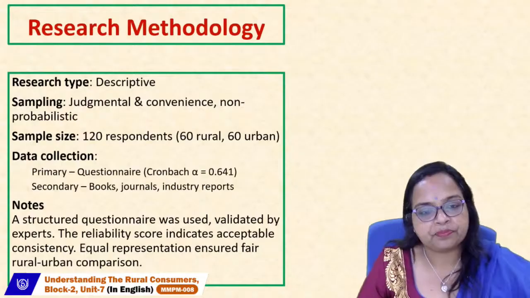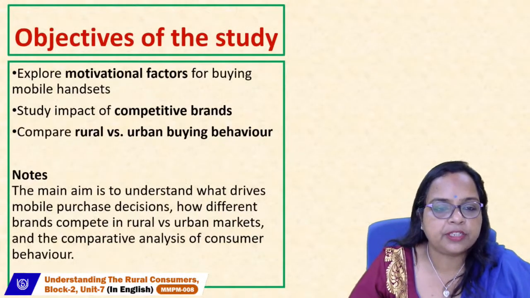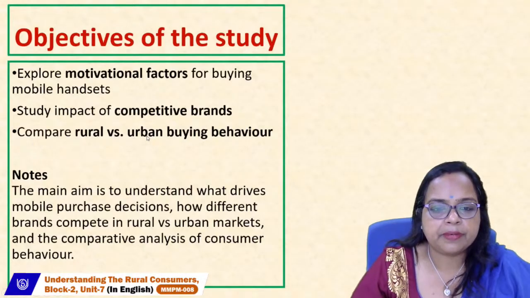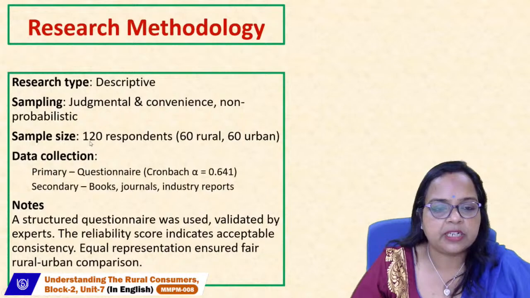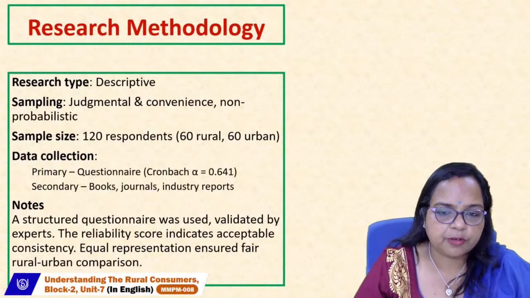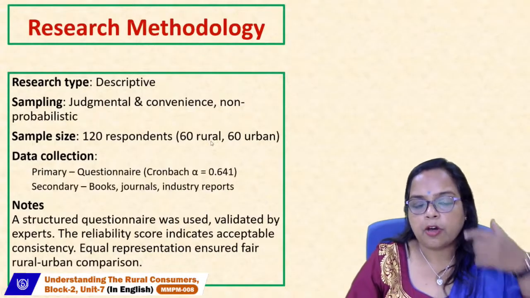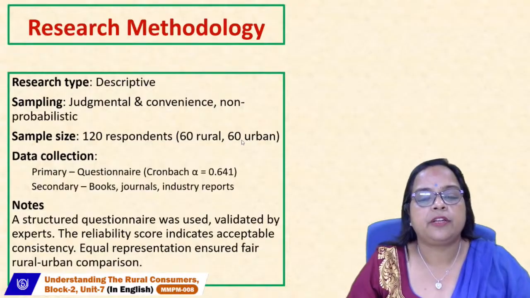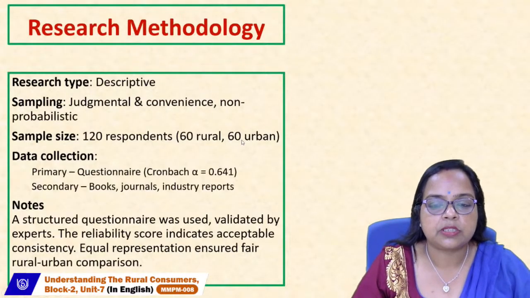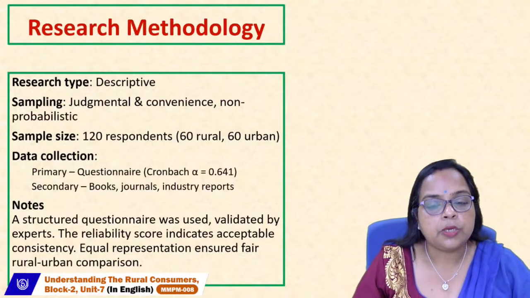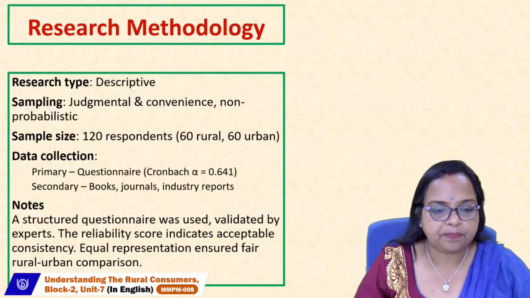This is clear because the third objective is to compare rural versus urban buying behavior. Keeping this in mind, you are selecting 120 respondents, 60 from rural and 60 from urban. So you will get the feedback of these 60 rural buyers on your questionnaire, and you will also get the feedback of these 60 urban people. Then you can compare their buying behavior.